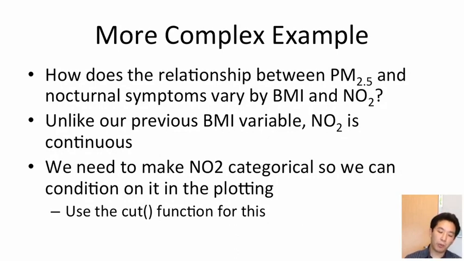One tricky thing about this is that unlike our previous BMI variable, which is categorized into normal and overweight, the NO2 variable is continuous, or it's really the log of the NO2, and it's a continuous variable. So we can't really condition on a continuous variable when we're making plots, because then there would be an infinite number of plots. And so we need to categorize this variable into a reasonable series of ranges. What we're going to do is use the cut function for this purpose to literally cut the data into a series of ranges.